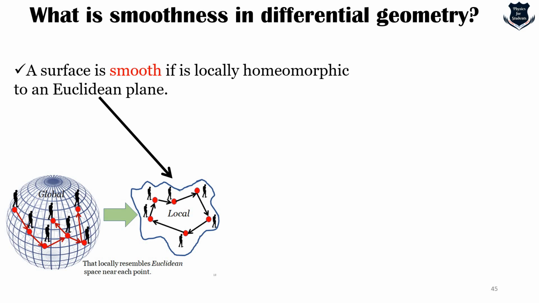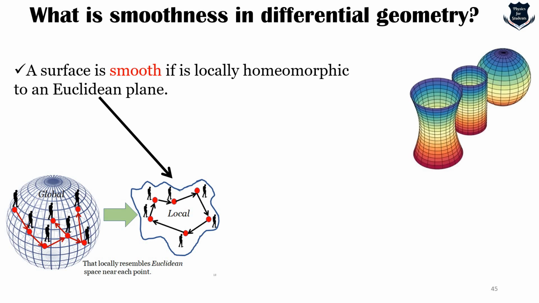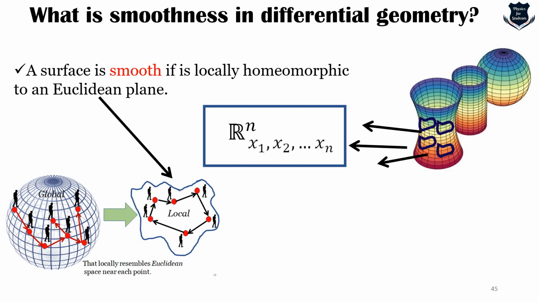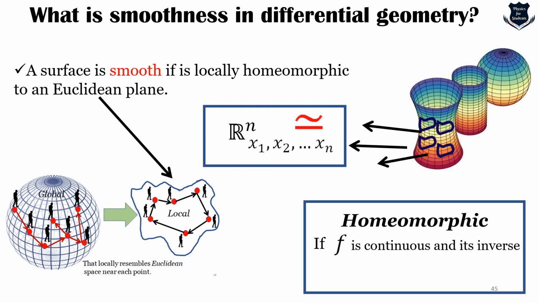So let us take this one, this globe which we have seen, which locally resembles Euclidean space, and these lines, these blue ones, we can say that they lie on Rn, right? And this is isomorphic. So we can say that what is homeomorphic? This is a new term. If there is a function f which is continuous, then its inverse will also be continuous.